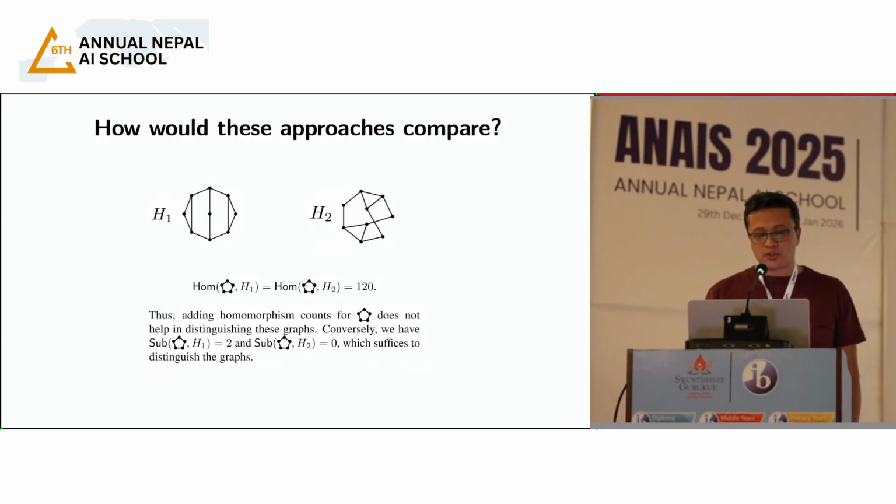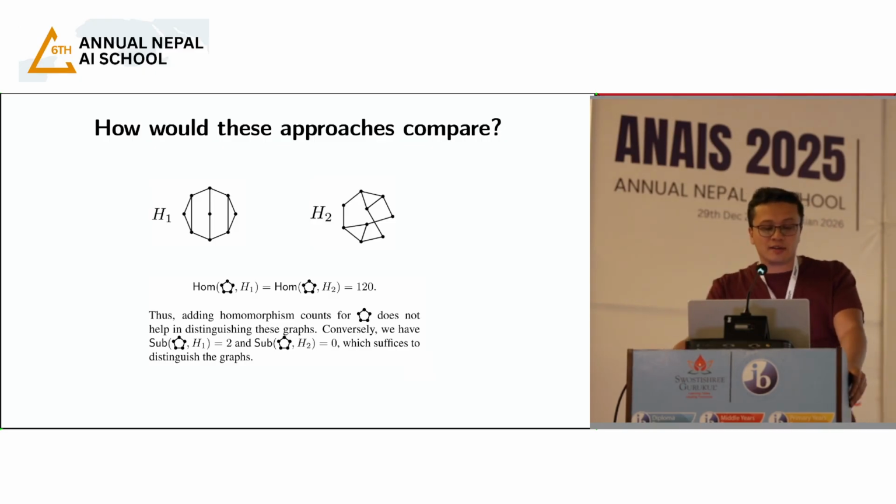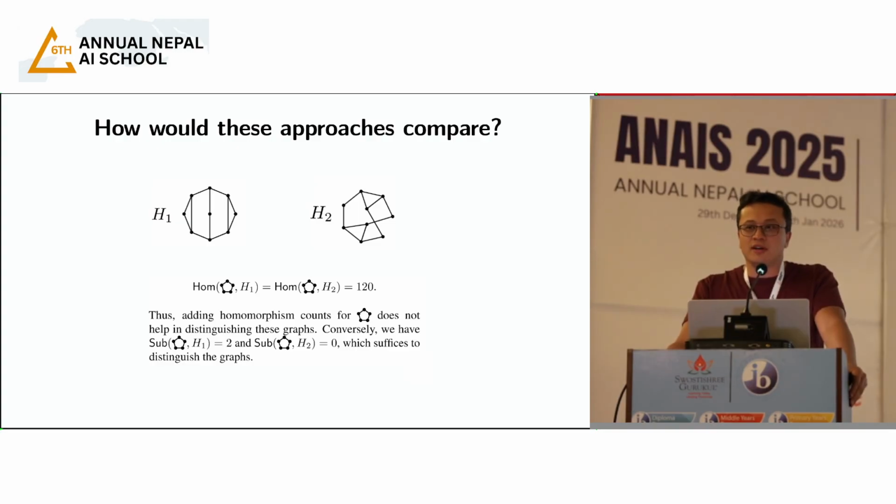And the curious question here would be, how do these compare? Because there are two ways of counting, and it makes sense to understand whether they have the same expressive power. One gives us more than the other, and so on. Turns out, I'm showing these examples here, but it's very hard to count because these numbers are very large, especially with homomorphisms. It's just very hard.